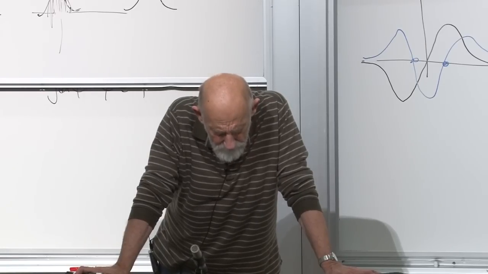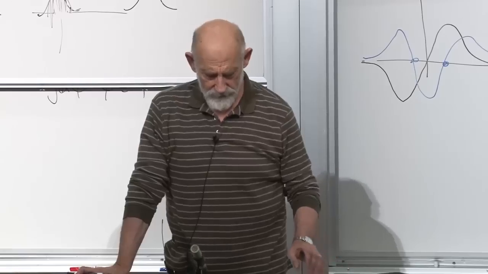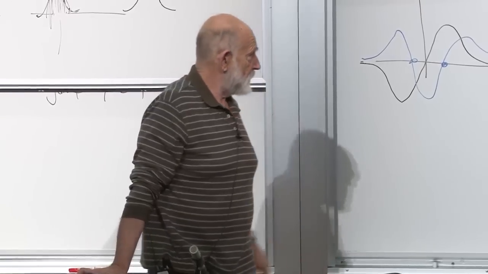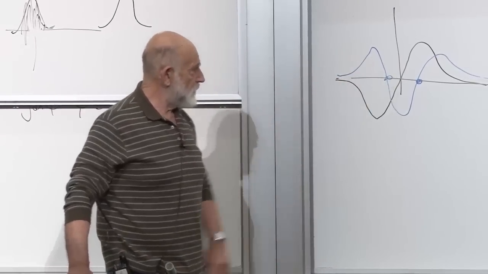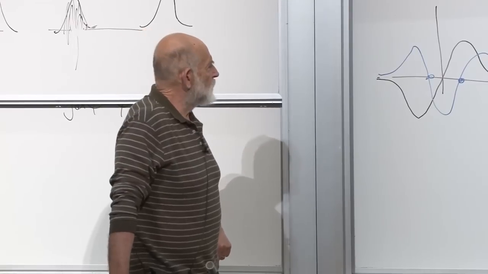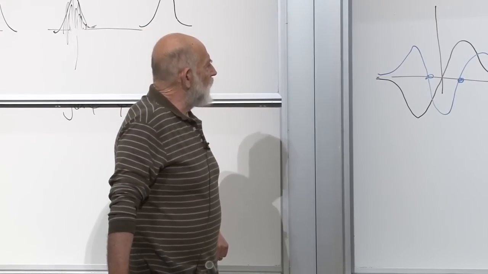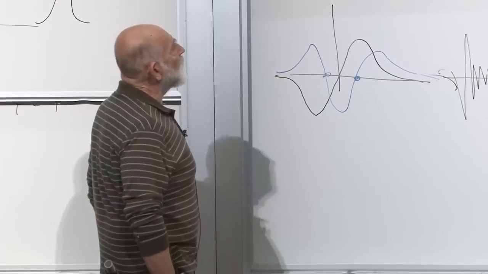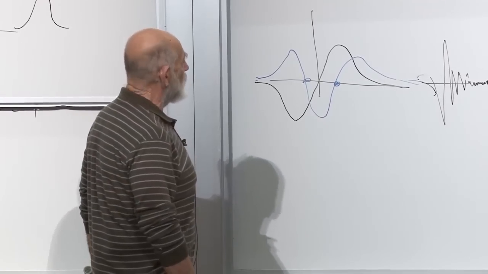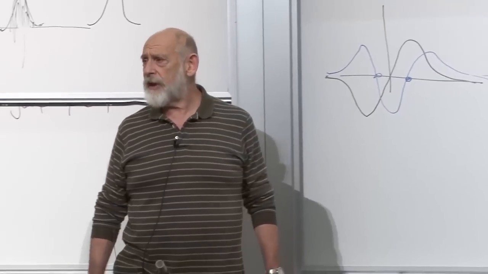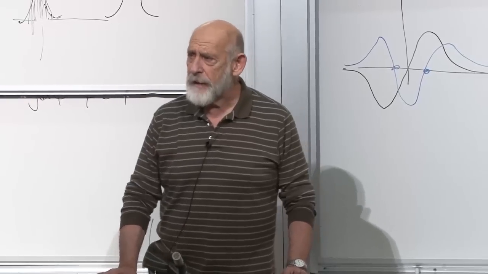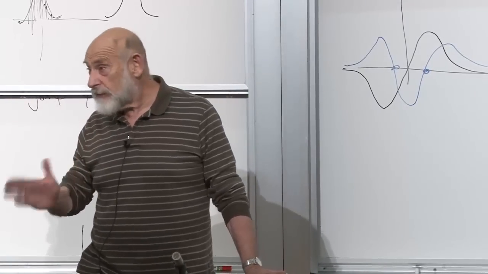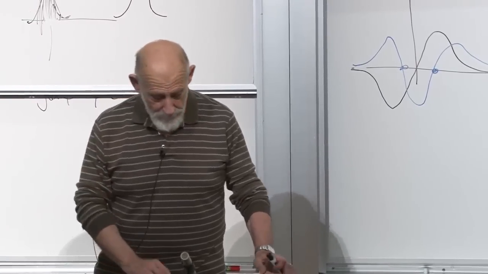Good. Question? On your drawing of the second level, the blue one, shouldn't it go through 0 at 0? Is it going to be x squared? No, I don't think so. I think there's a constant term also. Yeah, it's not just x squared.